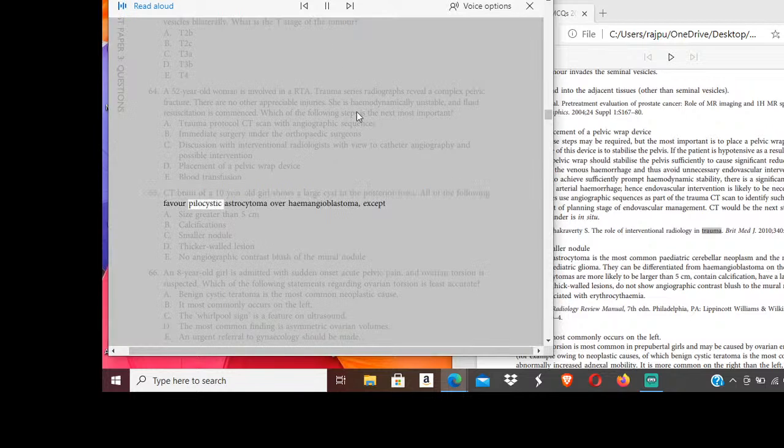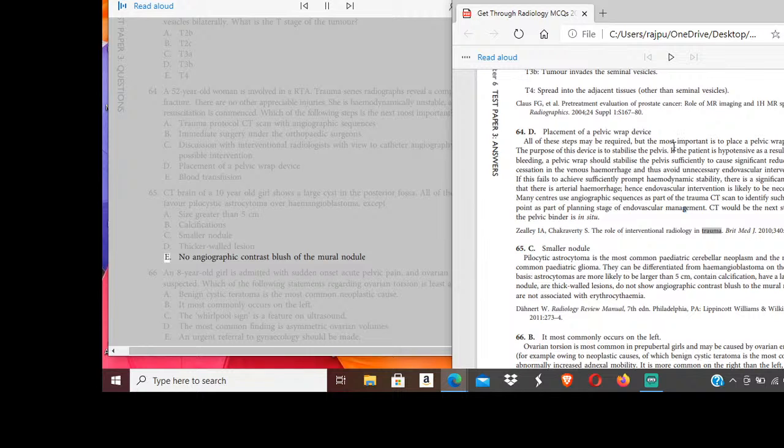Cyst in the posterior fossa. All of the following favor pilocytic astrocytoma over hemangioblastoma, except: A. Size greater than 5 cm. B. Calcification. C. Smaller nodule. D. Thicker-walled lesion. E. No angiographic contrast blush of the mural nodule.